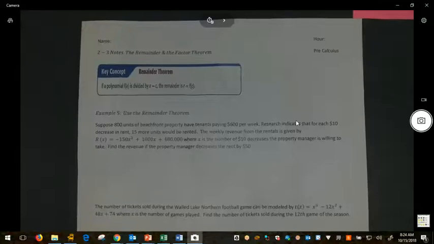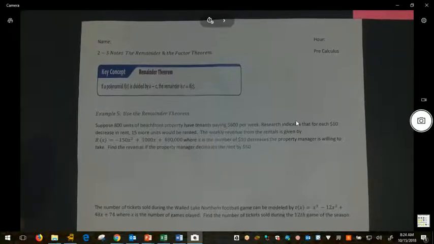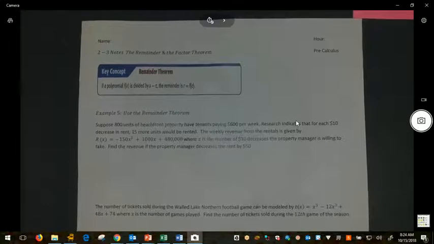Welcome to PreCalc. This is lesson 2.3 continued. We're looking at the remainder theorem, which we explored in class today.